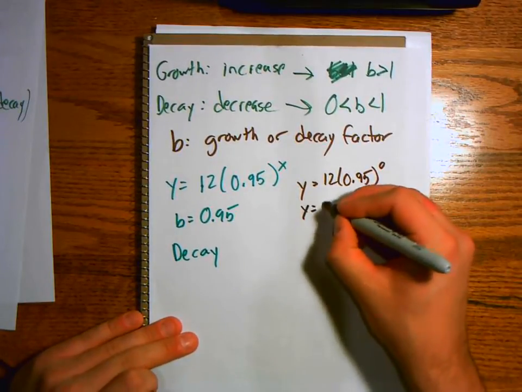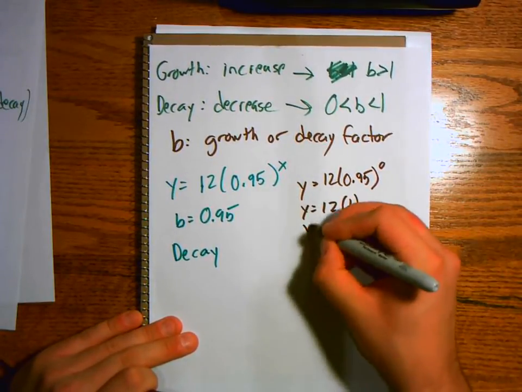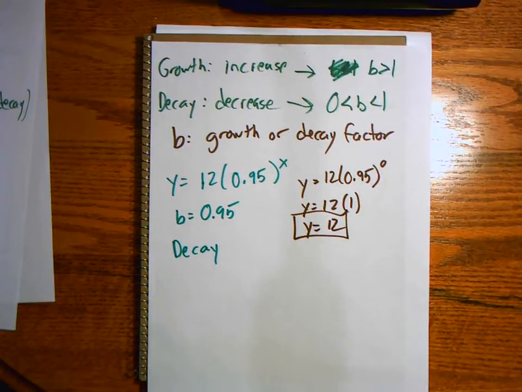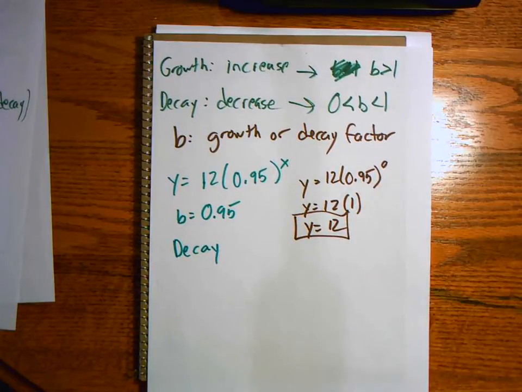Anything raised to the 0 power is going to be 1. And 12 times 1 is 1. So this is known as the y-intercept, just replacing our x with 0. I think we touched a little bit on it in AG 1 and 2, which is a refresher. Y-intercept: plug in 0 for x, solve for y.